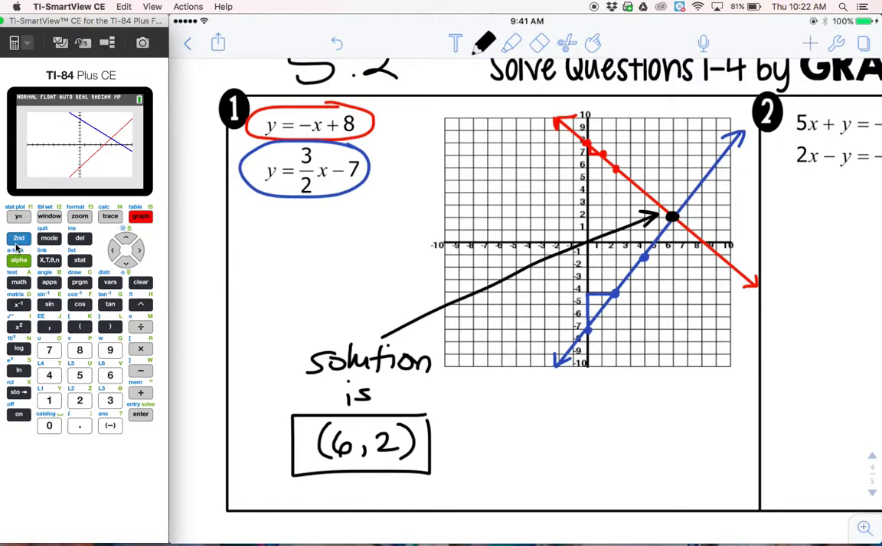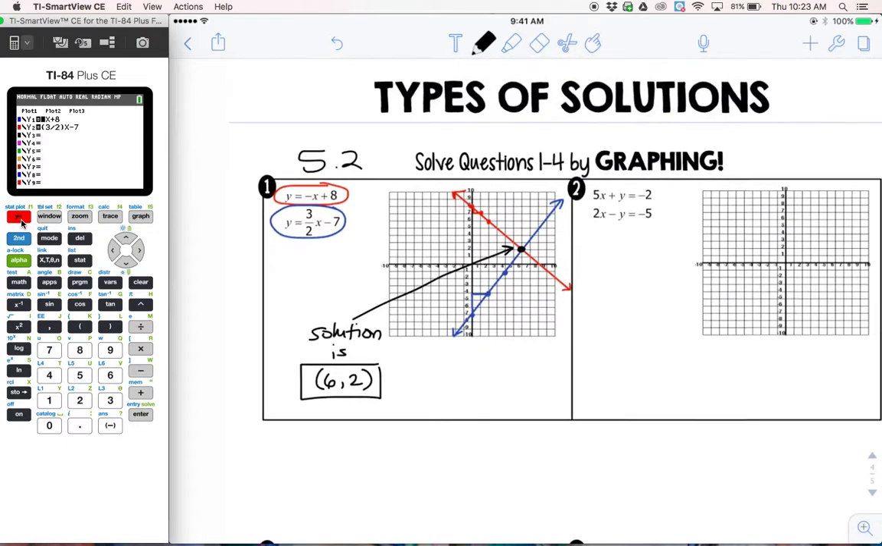I would really get in the habit also of going to your table. So second graph takes me to my table. Can we see that when x is 6, both of my y's are 2's? That's how we would recognize the answer in our table. So we definitely would always want to check just to be sure. All right, let's look at problem number 2 here.